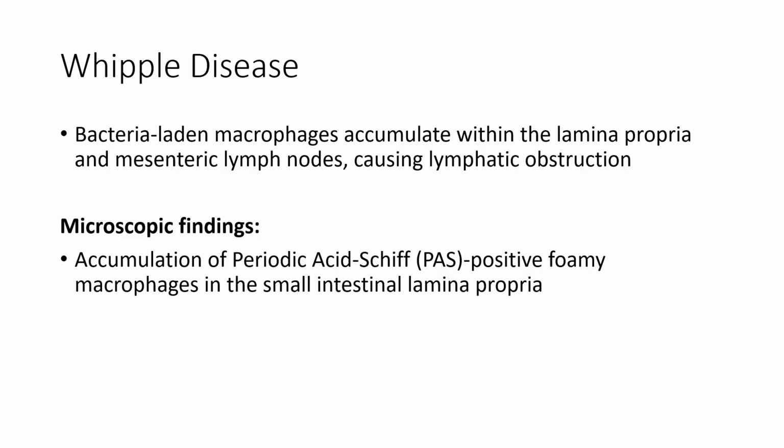In Whipple disease, there will be accumulation of bacteria-laden macrophages, and these accumulate within the lamina propria of the small intestine and within mesenteric lymph nodes, causing lymphatic obstruction. So the malabsorptive diarrhea of Whipple disease is due to impaired lymph drainage.